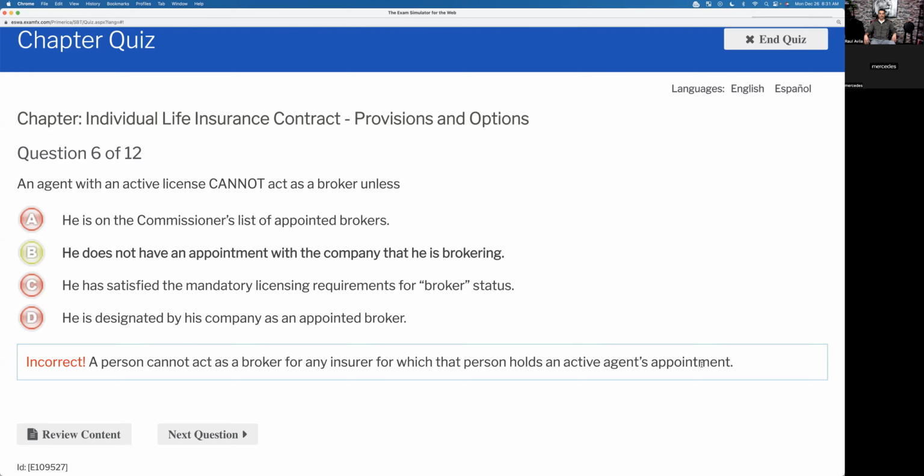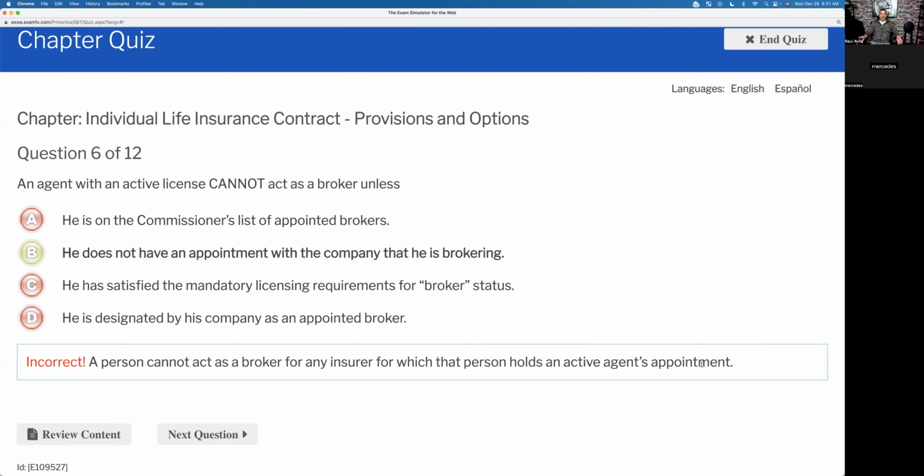So an agent still with an active license cannot act as a broker unless he does not have an appointment with the company that he is brokering. So he cannot be a broker if he's appointed with that company. That's what it's saying. So if you're appointed with the company, then you can't be a broker.